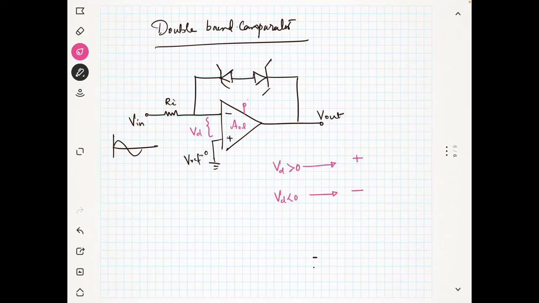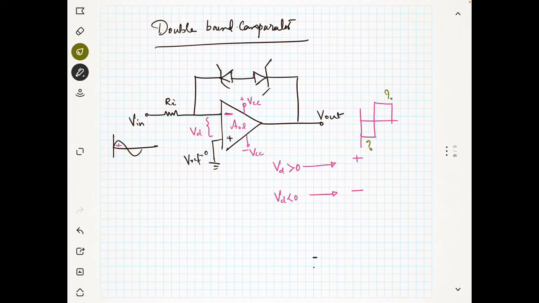Suppose you have plus VCC and minus VCC, so you will be getting the output like this. Since the input is connected to the inverting terminal, when the input is positive, your Vd becomes negative. That means the output will be going down, and similarly going up like this. So this is the expected output. But what is this voltage range? What is the output voltage here?